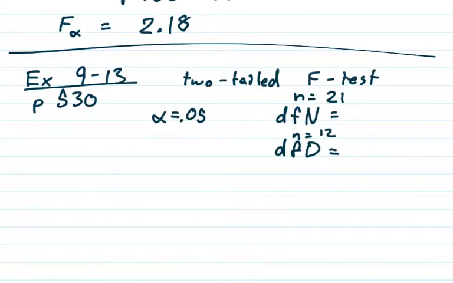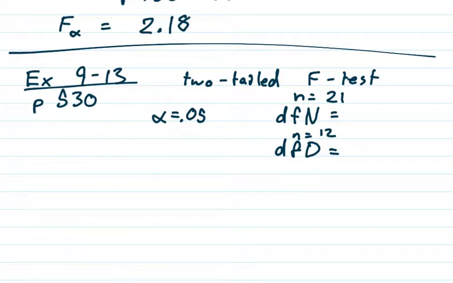So here is example 9-13, located on page 530. It says to find the critical value for a two-tailed F test with alpha equals 0.05, when the sample size from which the variance for the numerator was obtained was 21, and the sample size from which the variance for the denominator was obtained was 12.